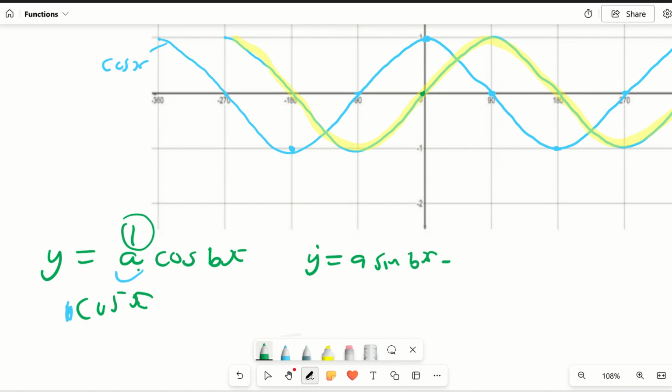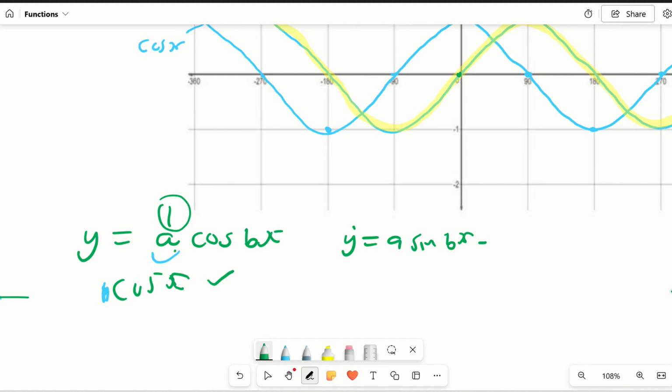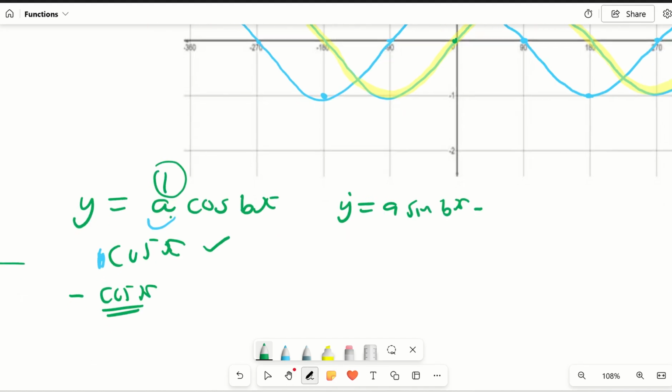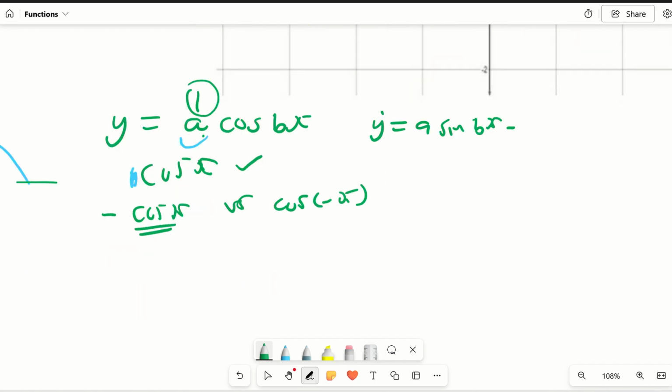Okay, sharp. Now back to the cos x function. What if you had something like minus cos x, versus cos minus x? I want to show you something quickly. I want to come back to those two graphs.